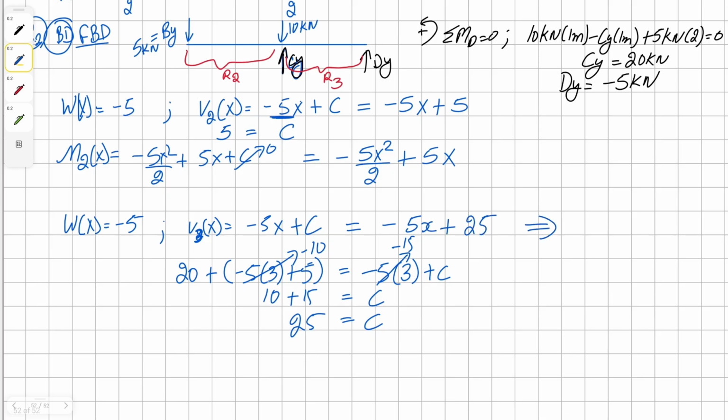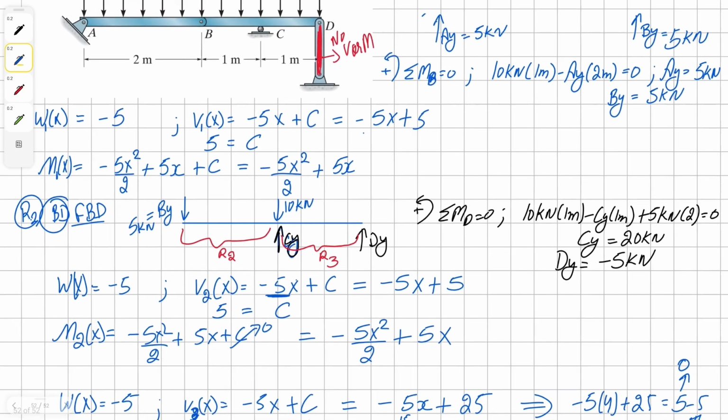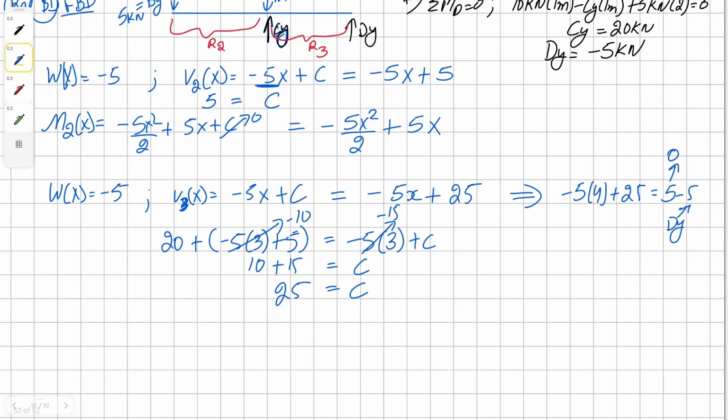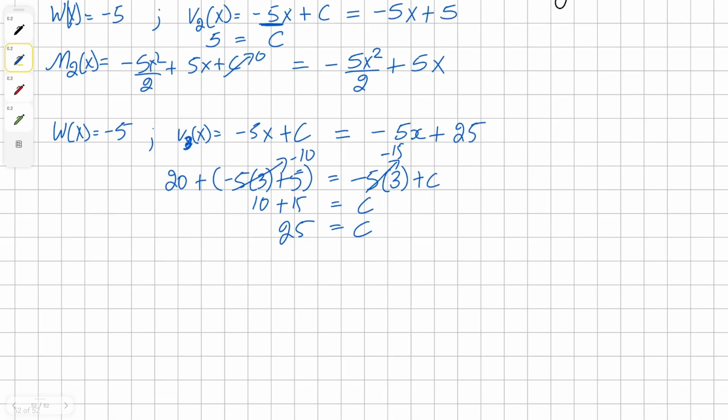And let's verify real quick. Let's see what our shear is when the value of x is 4. So we're going to have negative 5 times 4 plus 25, so we're left with positive 5. And we know that our total is going to be 0 because we have negative 5 from the Dy, the external reaction force, in this case the reaction force from the member D marked here in red. Alright, so this means we are on the right track. Now we can proceed to find our moment equation.